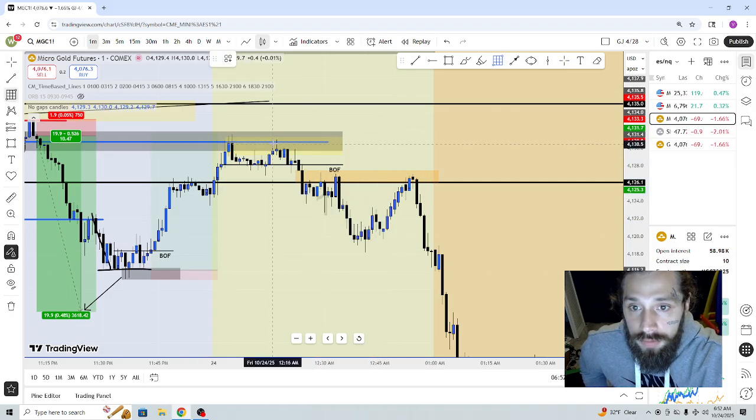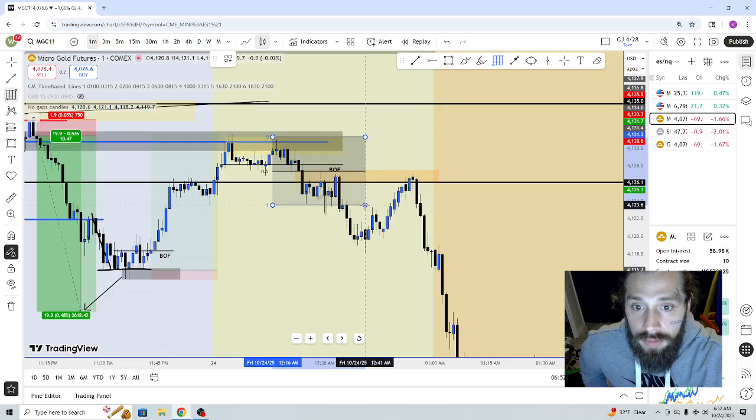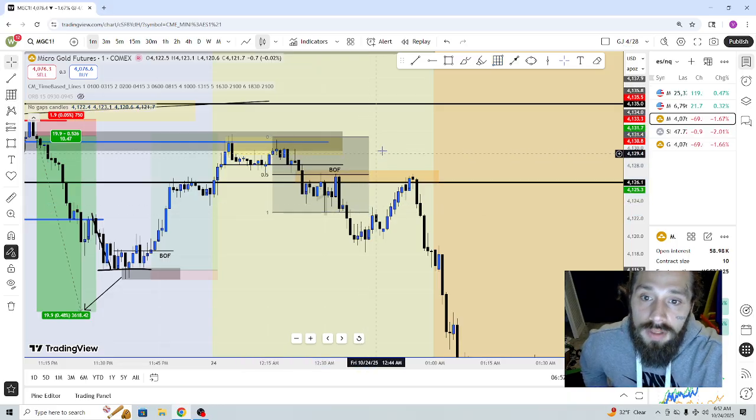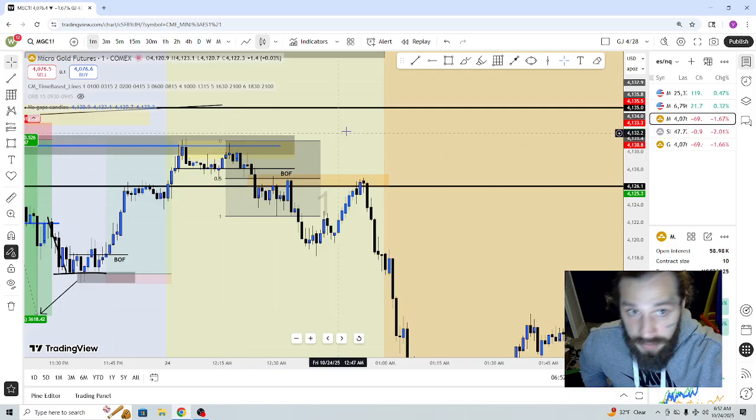No equilibriums from what I see. And there's a nice one right here. So, okay, that's very beautiful. So, let's add up the confirmations.